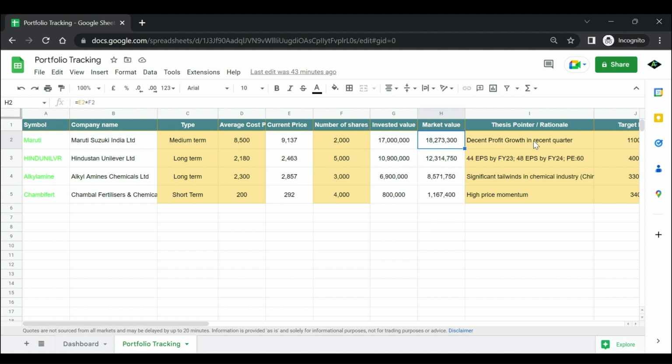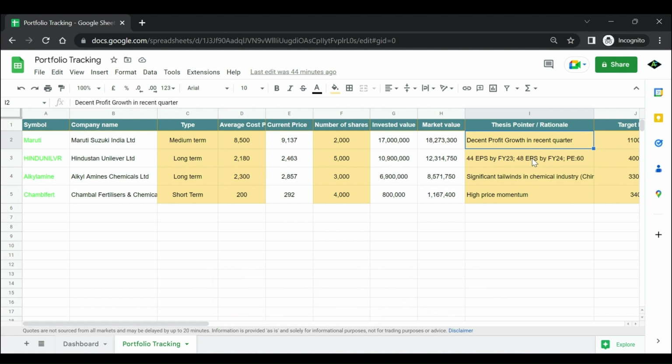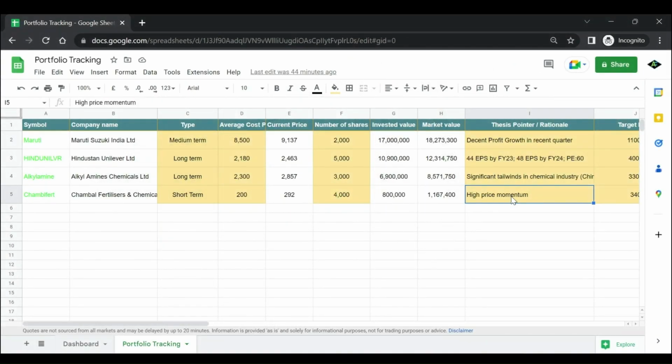Then column I is very important for your fundamental or your trading portfolio. You can put what is your thesis for buying this stock, which you can track going forward as the companies announce their quarterly results, or if it is a stock for trading, you can put your technical indicator rationale and just track them.